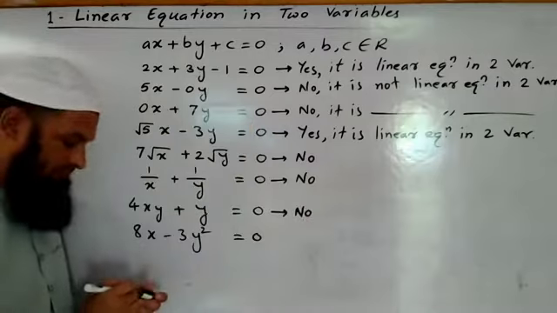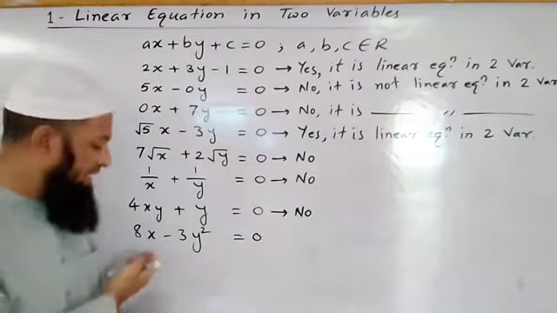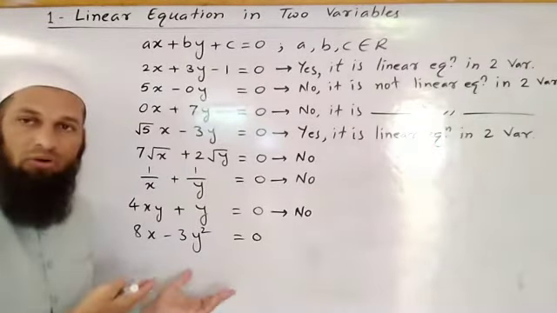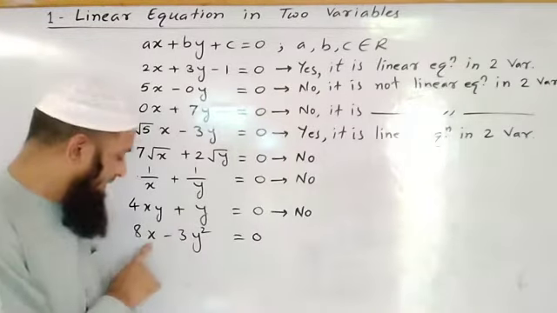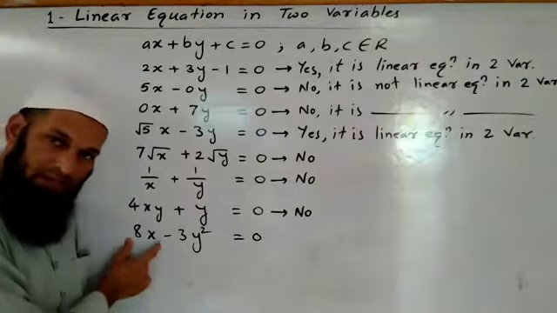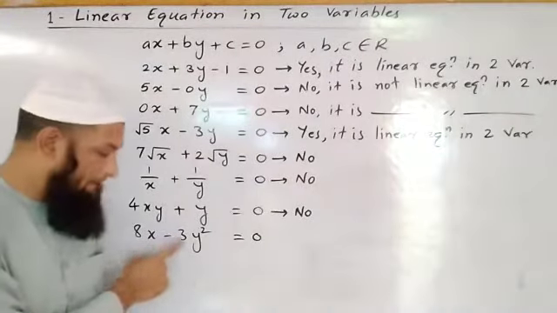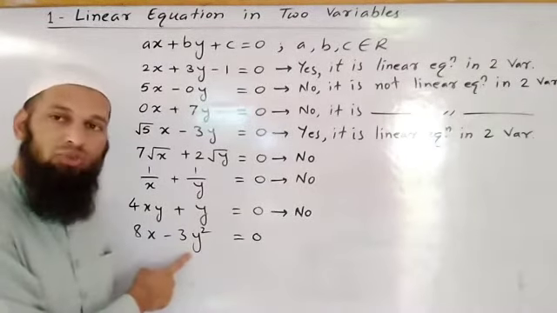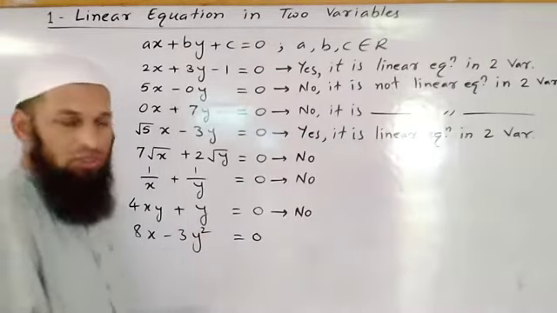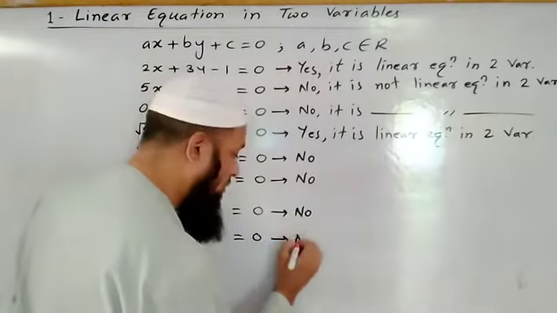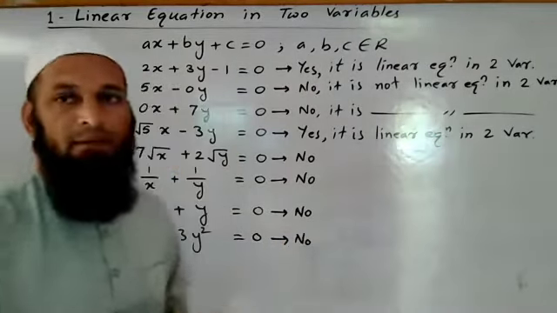Now see the last one. Without my explanation, you can say whether it is a linear equation or not. It is not a linear equation, because the degree of this term is 1, but the degree of this term is 2. The degree of this term is 2 because the power is 2. That's why it is not a linear equation.